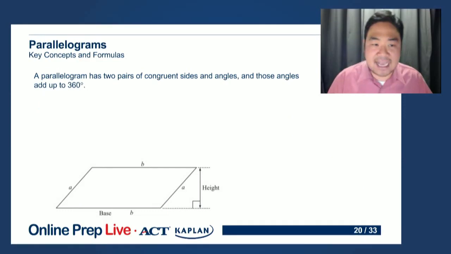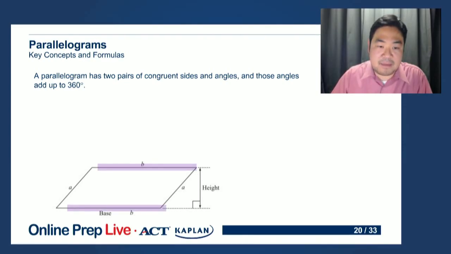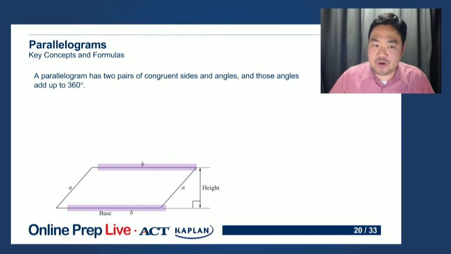Let's take a look at our next concept, which deals with parallelograms. So a parallelogram is a figure where you have two pairs of congruent sides. So in this example, notice the sides that are labeled B are the same, and of course the two sides labeled with the A are also the same, A and A. Now, not only do you have two pairs of congruent sides, you also have two pairs of congruent angles, and all of the angles in a parallelogram must add up to 360 degrees.